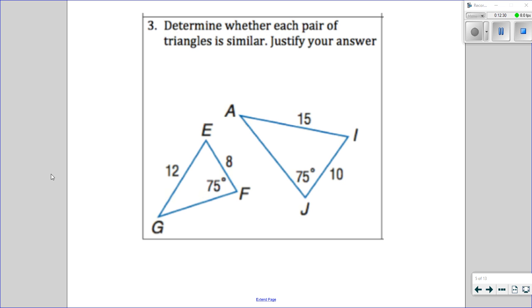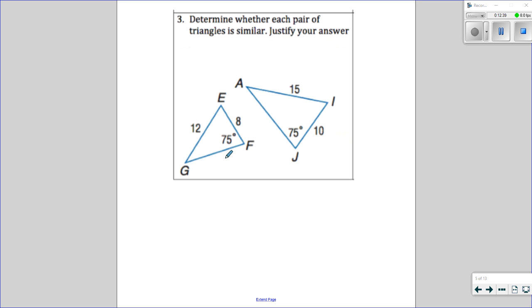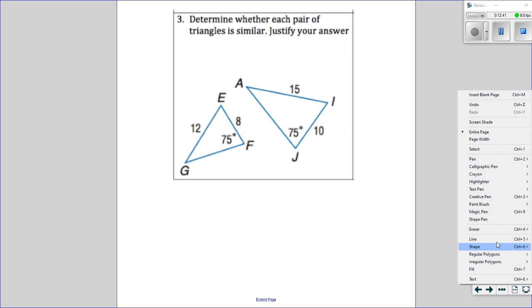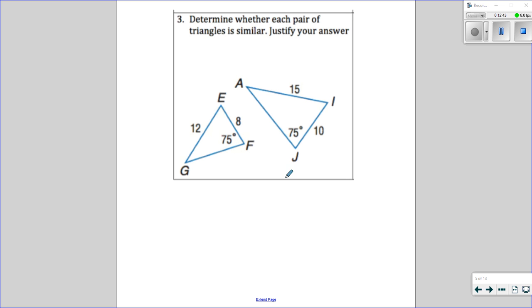This one, they said determine whether each pair of triangles is similar and justify your answer. So I'm looking at this picture, the two triangles, and I'm going to mark up the ones that are congruent. So these two angles are congruent. That means if I were to turn it, F is going to be congruent to J, E has to be congruent to I, and G congruent to A. But now let me look at the sides.